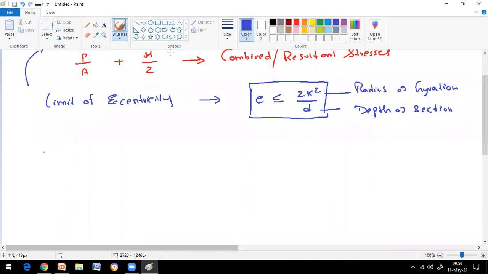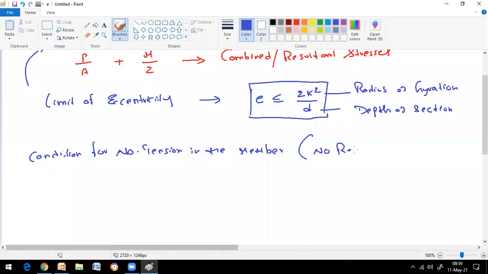seen yesterday? So we have calculated the condition for no tension in the member. What do you mean by no tension in the member? No tension in the member means no reversal of stresses. That means how to avoid the negative stress in the member.